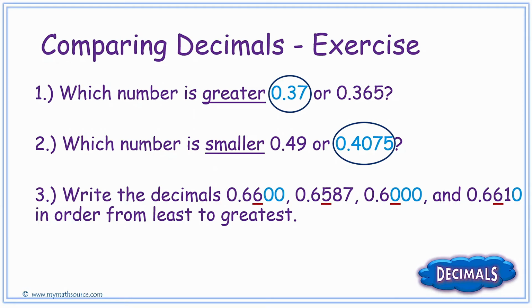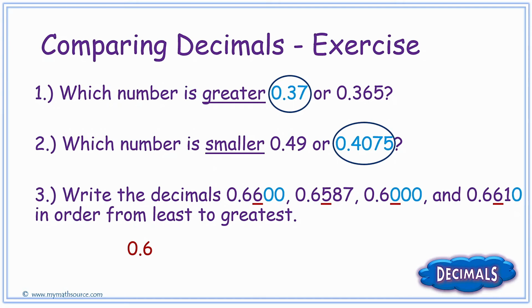Once we do that, we can now compare each place value. And notice in the first number, it's a 6, in the second number, a 5, the third number, a 0, and the last number, 6. Since 0 is the smallest digit in that place, it means that 0.6 is the smallest number.